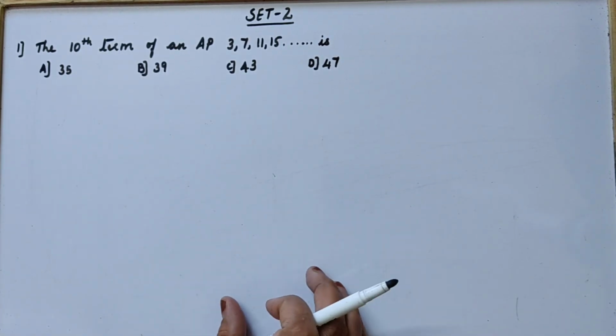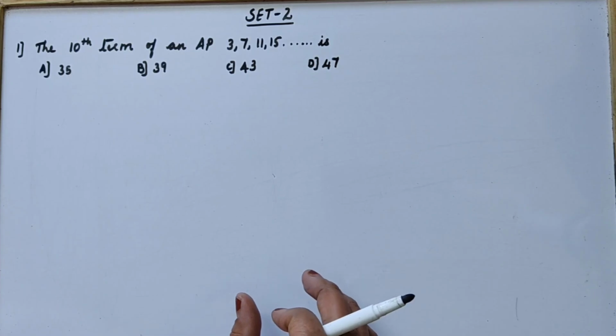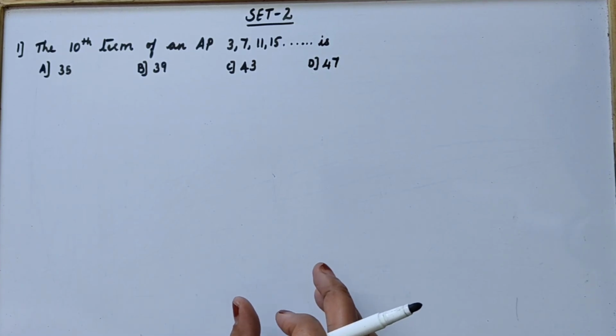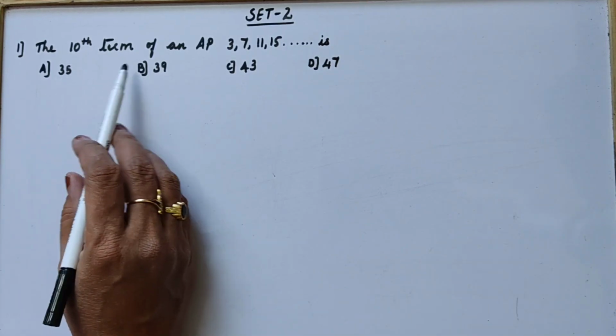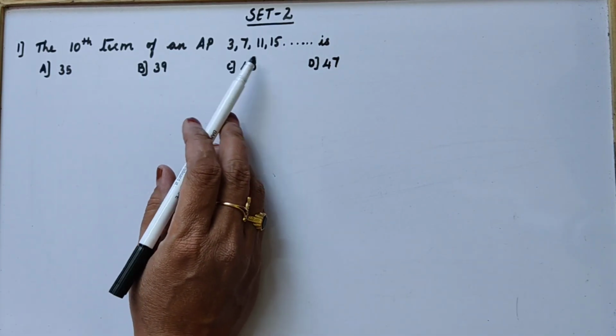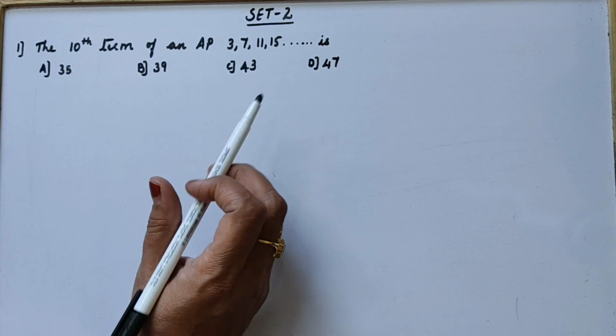So we are going to solve multiple choice questions as well as 1 mark and 2 mark questions. Now here the first question is the 10th term of an AP 3, 7, 11, 15 is 10th term.